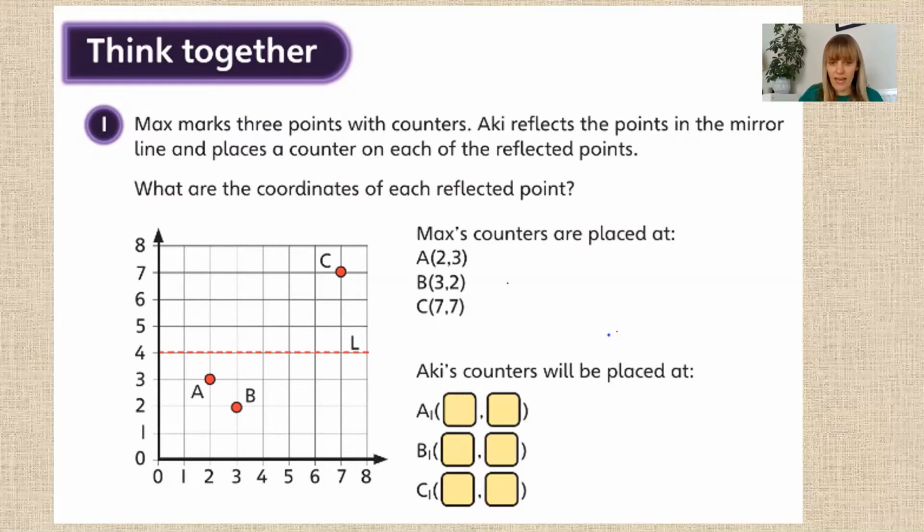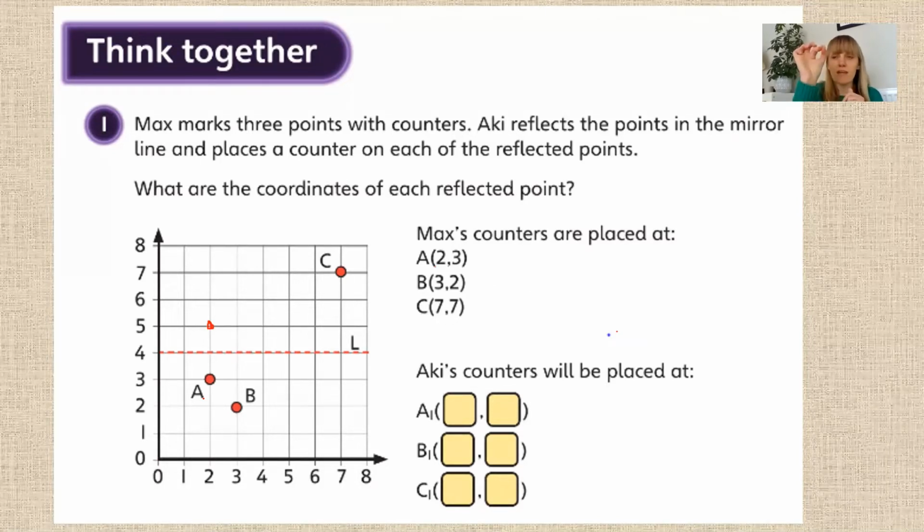So let's start with A. So Max has put A, giving you the coordinate here. Look at 2, 3. So he's gone along 2 and up 3. Now, it's 1 away from the mirror line. So we need to go 1 away from the mirror line on the other side. So here we go, just here. So Aki's counter, let's now read the coordinate. There's a few different parts to this. You've got to be careful you don't get confused.